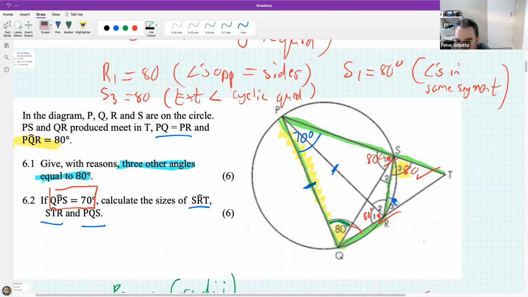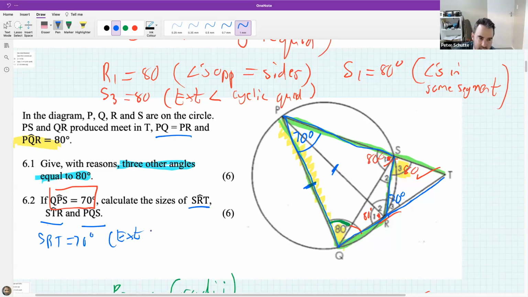SRT, that was impressive. So if you look at this line here, can you see how that one makes a cyclic quad? And so this over here is going to be 70. So we say SRT is 70, and that's going to be exterior angle cyclic quad.